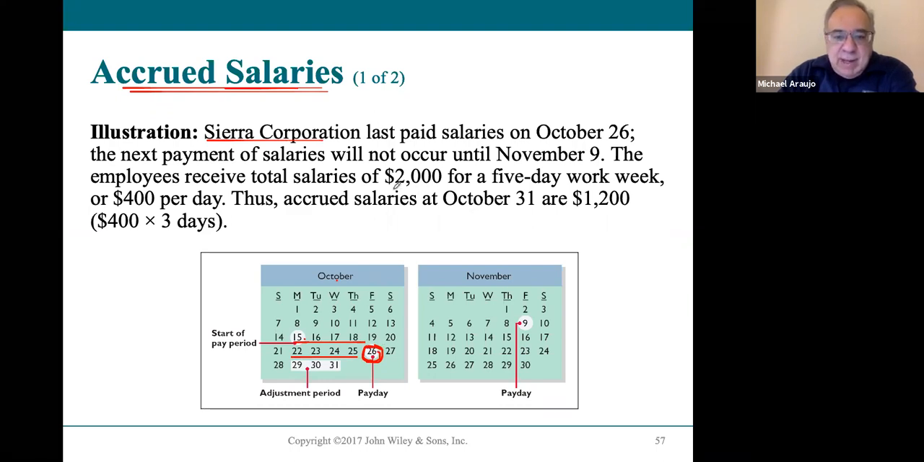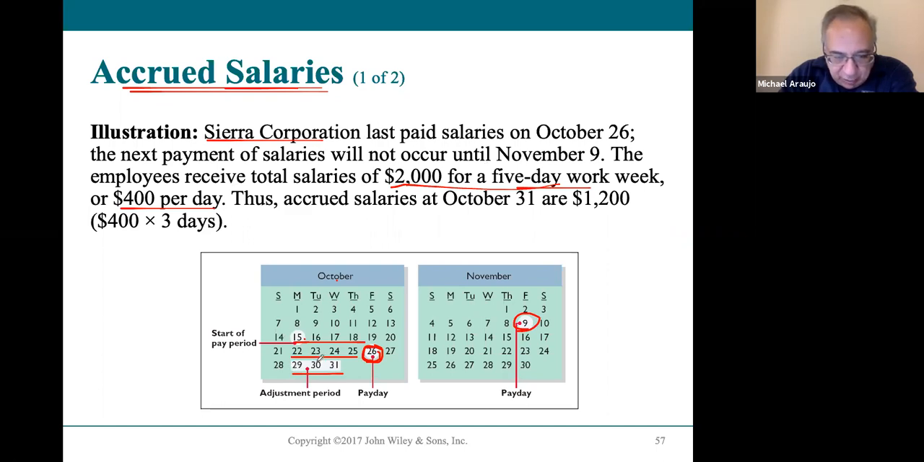How much do they get paid? They get $2,000 for a full week or $400 a day. Well, as you see here, the next pay period is not until November. And the problem is three of the work days, the 29th, 30th, and 31st, by the way, they only work a 5 day week. Lucky.